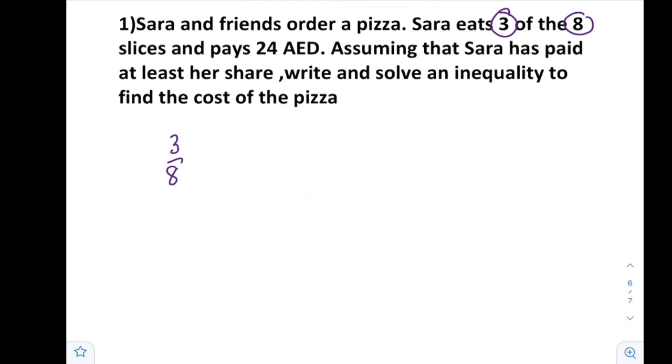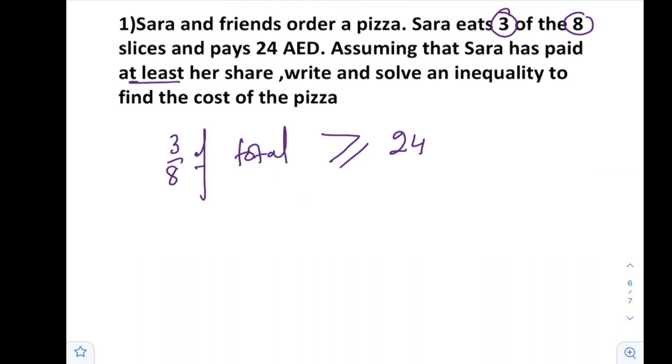So she will share the money according to what? The quantity that she has eaten. So she has eaten 3/8, or 3 parts out of 8, of the total amount. She paid at least, so more than or equal to the 24, the amount of money that she has paid.